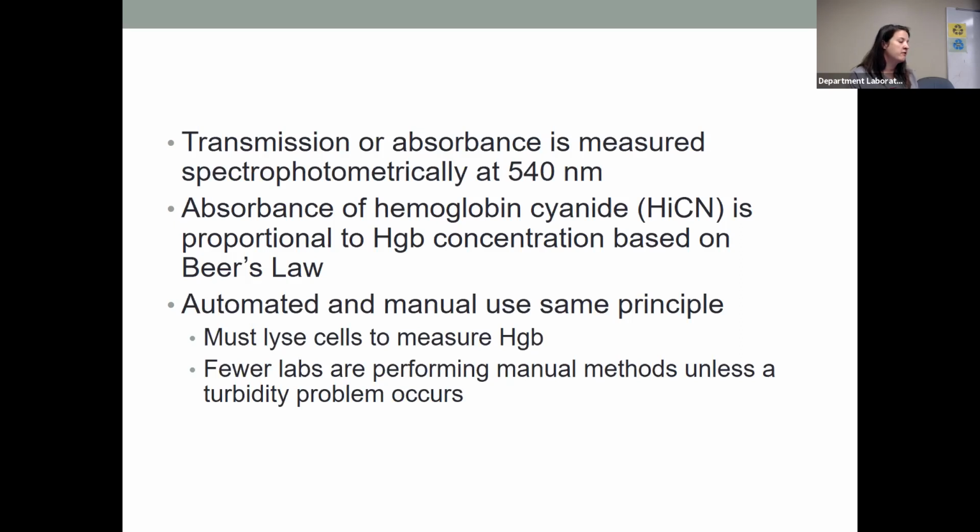With the implementation of automation, in most labs you'll probably never do a manual hemoglobin analysis. I've never done a manual hemoglobin determination. Maybe if you were in an underdeveloped area you would do that, but you'd have to have access to those chemicals.